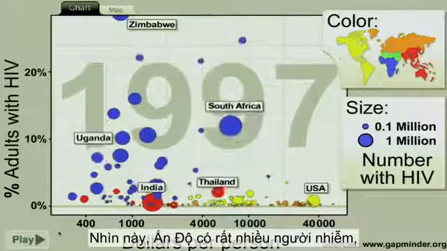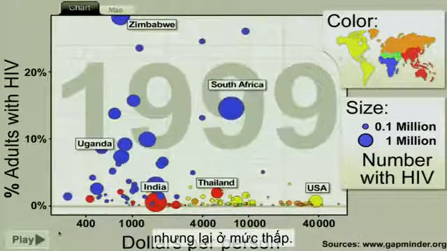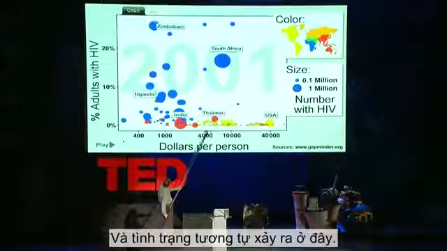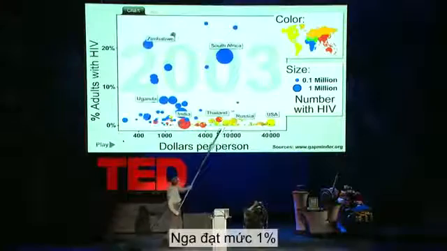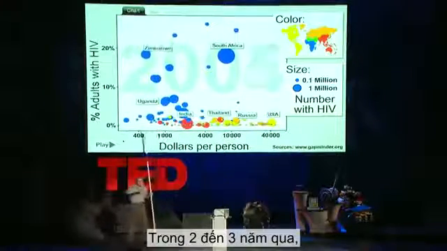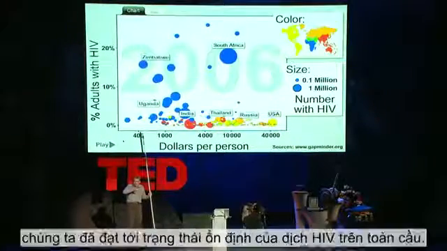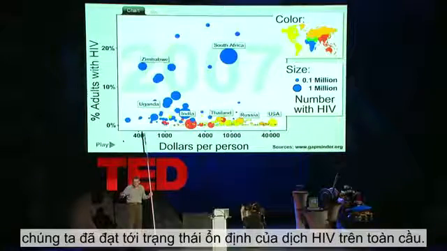Look, India got many infected, but had a low level. And almost the same happens here. See Uganda coming down, Zimbabwe coming down, Russia went to 1%. In the last 2 to 3 years, we have reached the steady state of the HIV epidemic in the world.